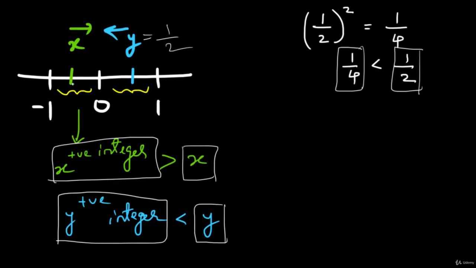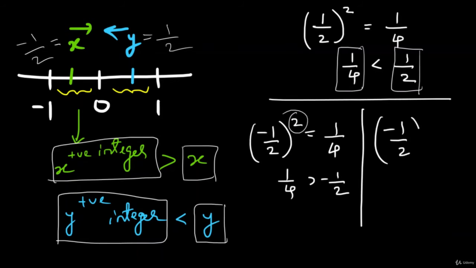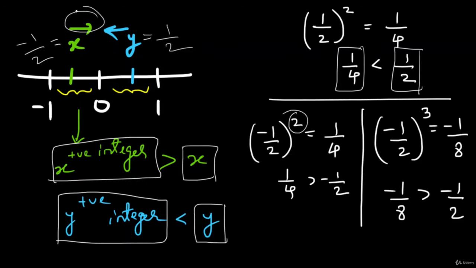Now, what if we take a number between minus 1 and 0? Let's try that over here. Now, for example, let's take x as minus 1 by 2. If I raise minus 1 by 2 to 2, I get 1 by 4, right? And 1 by 4 is greater than minus 1 by 2. So we have moved to the right, right? And this is not only the case of even powers. What if I take minus 1 by 2 to the power 3? In that case, I get minus 1 by 8, and minus 1 by 8 is also greater than minus 1 by 2, right? So when you do this, you're moving towards the right on the number line.